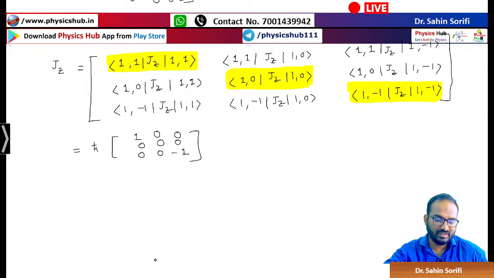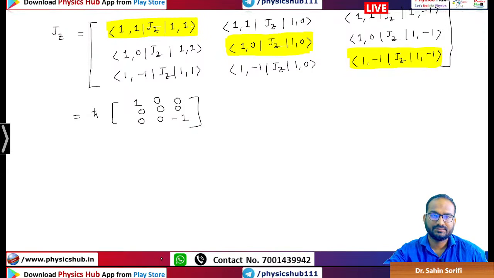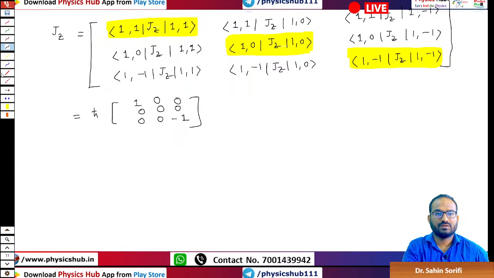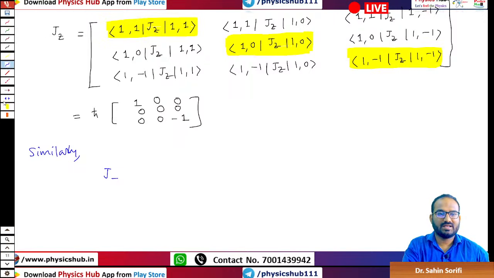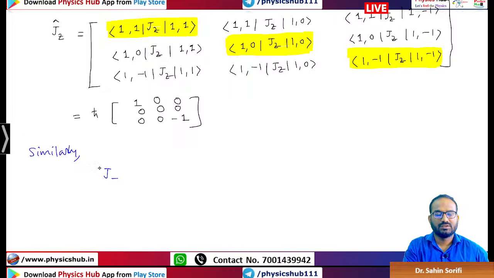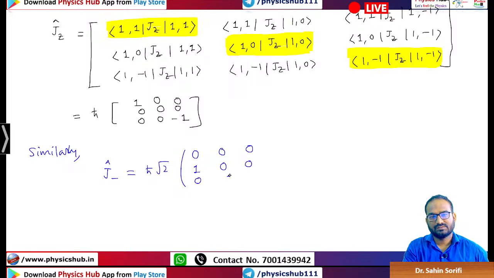Okay. Murli, is there any more confusion, or everything is under control? So I am giving you as homework, you will try at home to find out J minus and J plus. JZ and J square I have shown you how to do. You can calculate J minus and J plus. J minus you will get h cut square root of 2, 0, 0, 0, 1, 0, 0, 0, 1, 0.